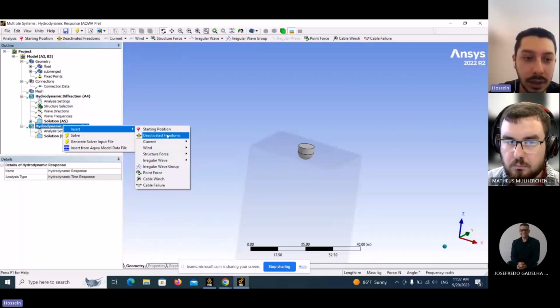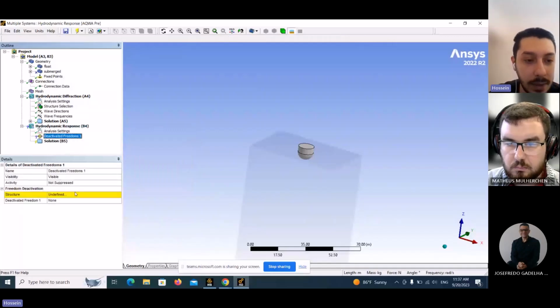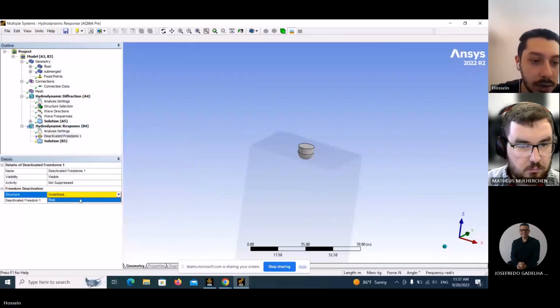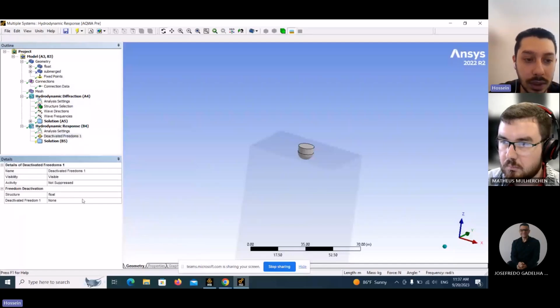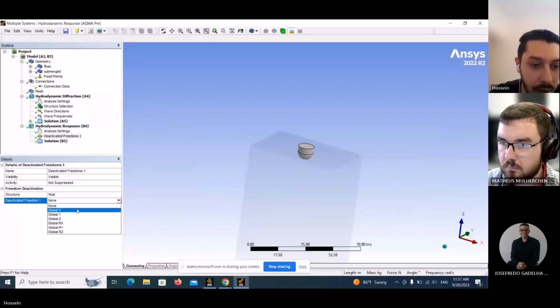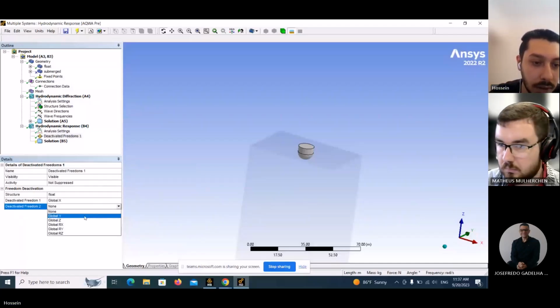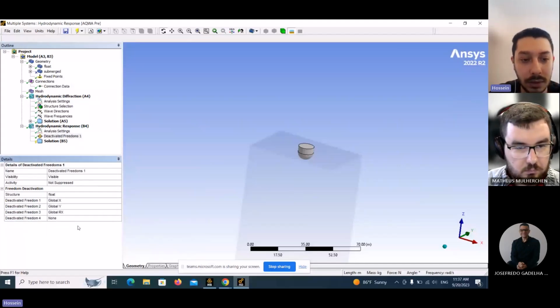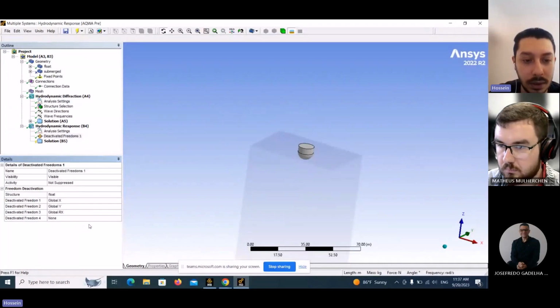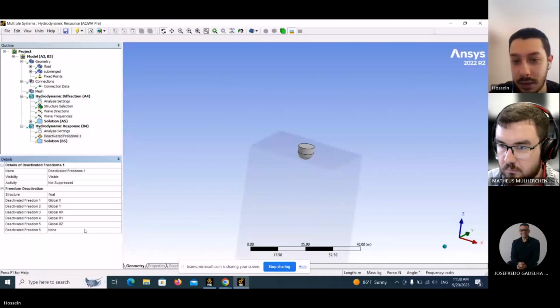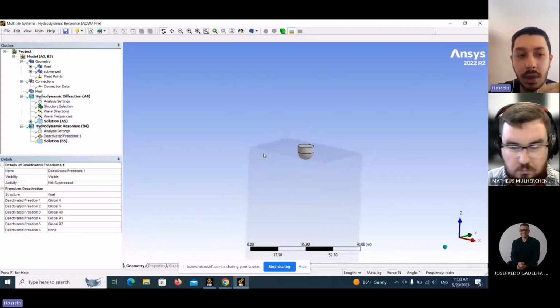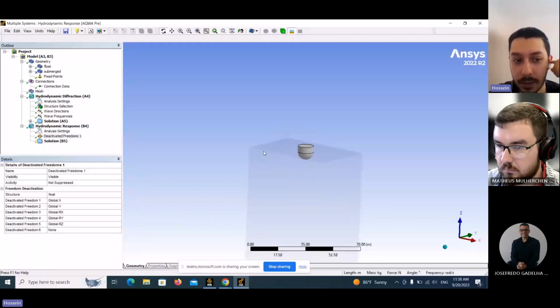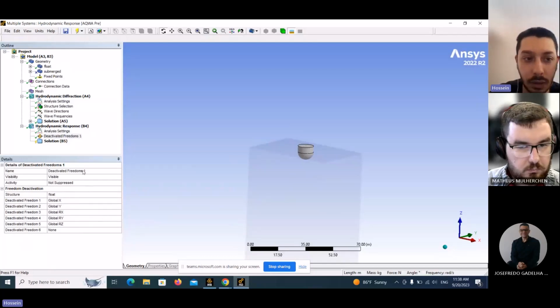You can click on the deactivated freedom, and you have to choose your structure and deactivate the freedom along the x-axis, y, rotation about x, rotation about y, and rotation about the z-axis. We assume to model the heaving point absorber, for example, and we just have the heaving motion.